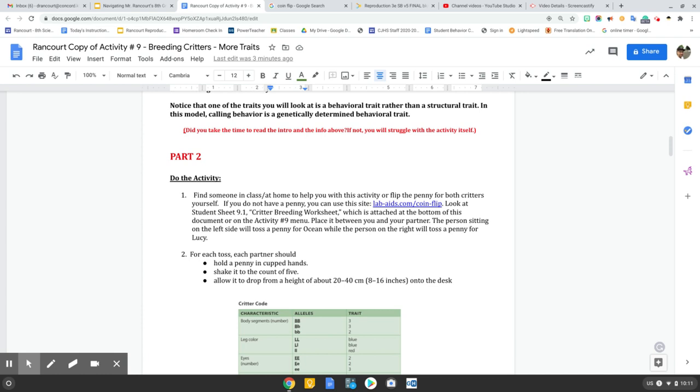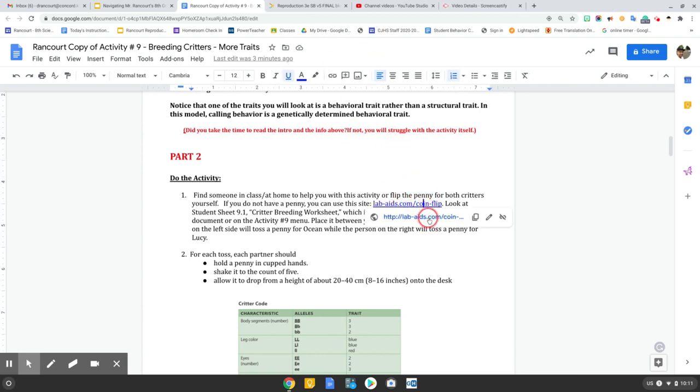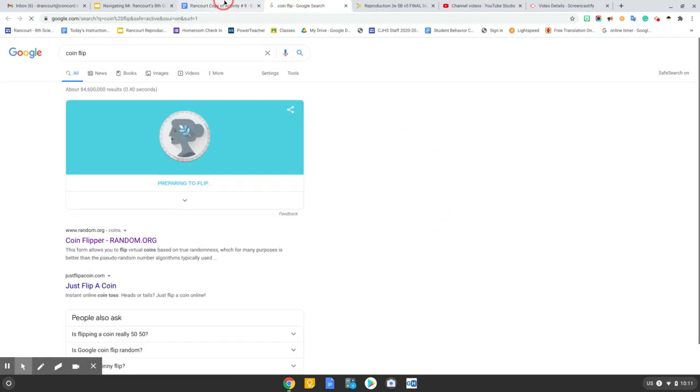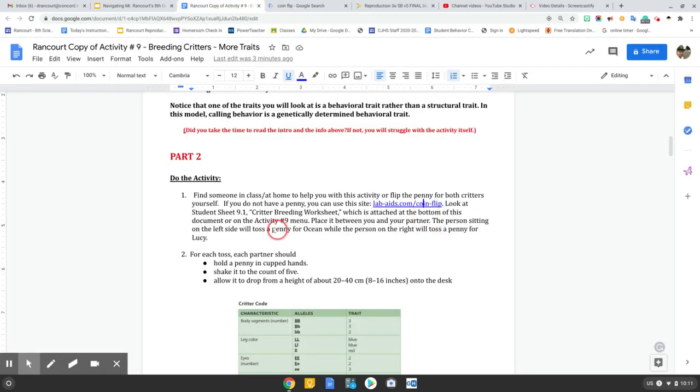Since we do not have a penny in class, we're going to use this website right here. So you can go ahead and click on it and flip it open. You'll need that one for this next part.